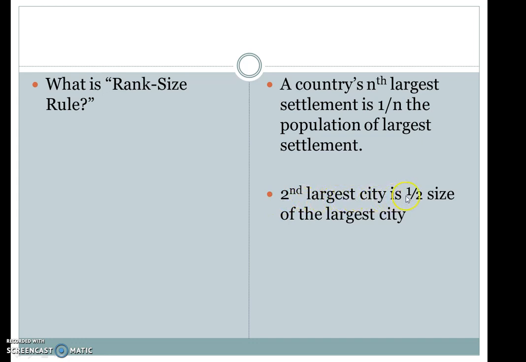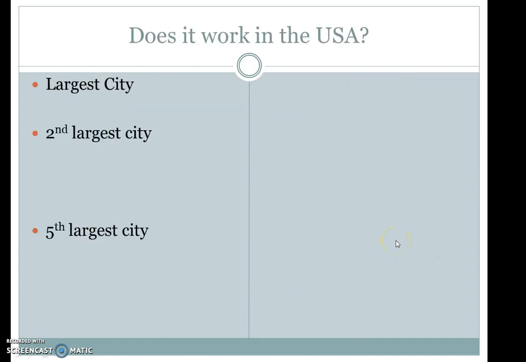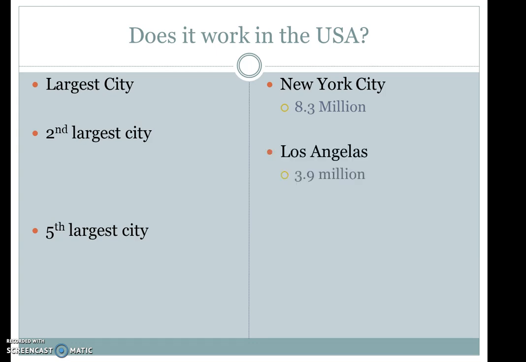Second largest city is 1/2 the size of the largest city. 5th largest city, 1/5 the size of the largest city. So in the United States, does this work? It seems kind of crazy. The largest city in the United States is New York City at 8.3 million people. The second largest city is Los Angeles at 3.9 million people. So yes, it's not 100% perfect division, but that's pretty darn close.